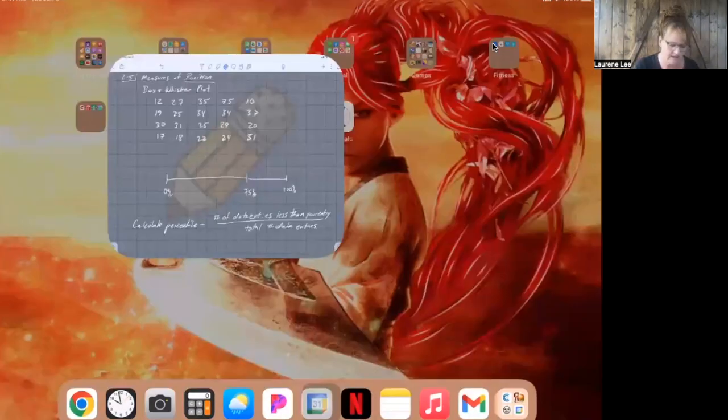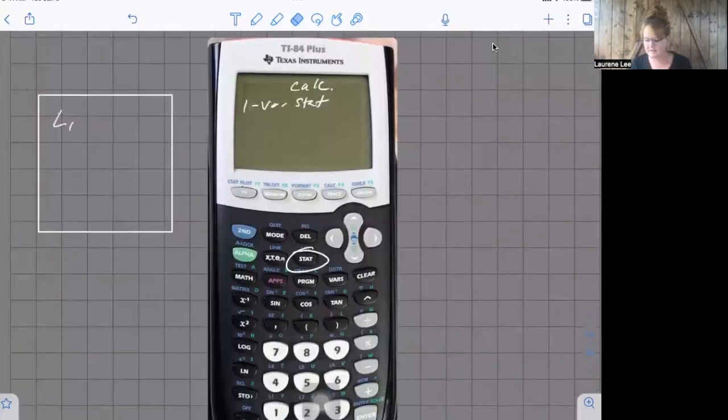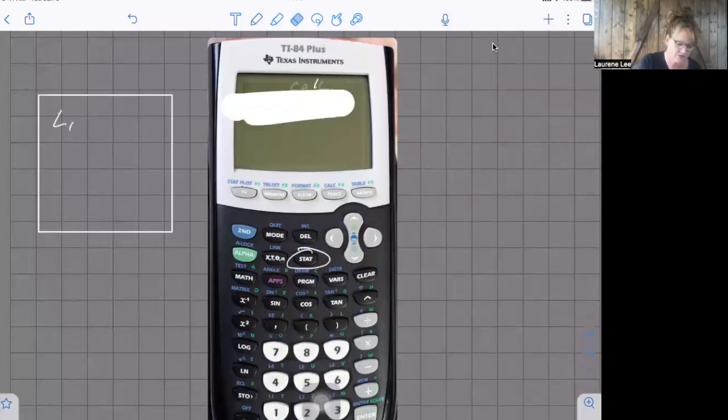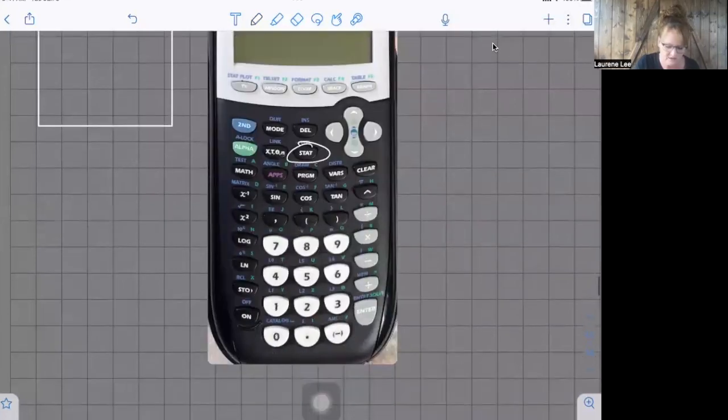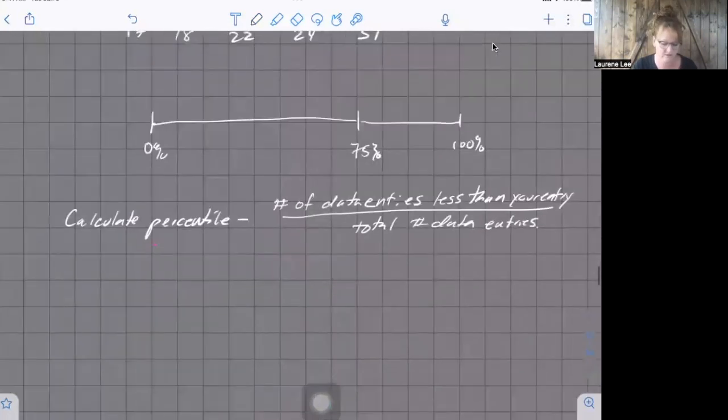On your TI, where do we go? Here, you're going to hit stat. And your first option under edit is going to be edit and then sort A. Then you're going to hit that, and then you're going to tell it that you want list 1. So you're going second 1, and that will sort your list for you so you can look at it in order. If it's not in order, you're going to get a wrong answer.